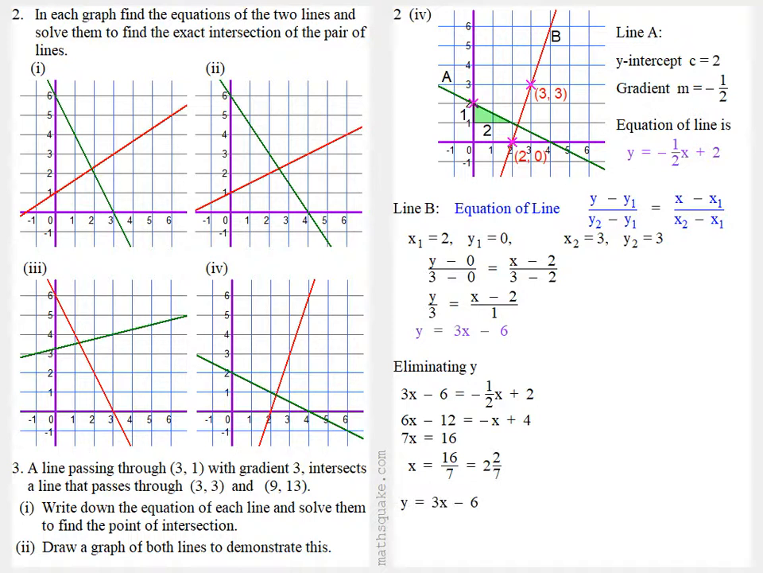Now we know y is equal to 3x minus 6. So y is equal to 3 times 16 over 7 minus 6, or 48 over 7 minus 6. If we multiply all the way through by 7, 7y equals 48 minus 42. 7y is equal to 6. So y is equal to 6 over 7. So the lines cross at the point 2 2/7 and 6 over 7.